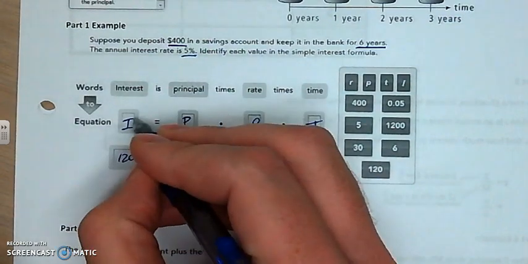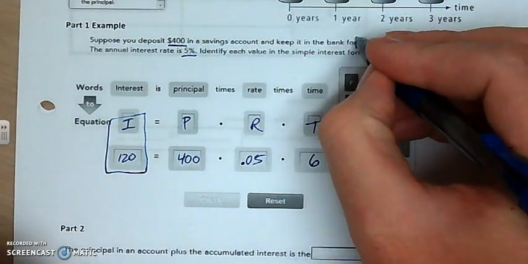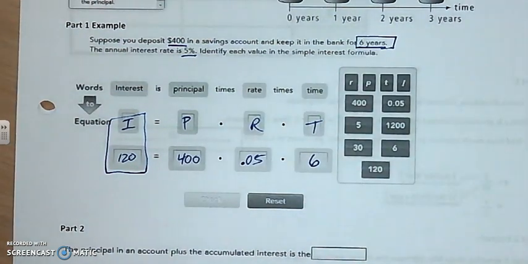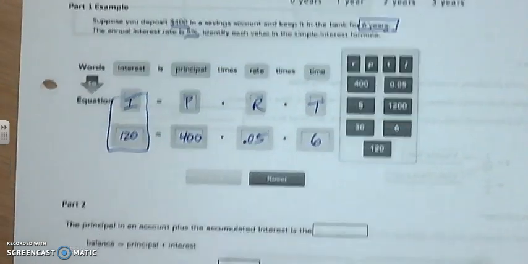So that is the amount of interest that we will have earned after 6 years if we put $400 in at the beginning and let it grow at 5%. All right, that's the basic idea.